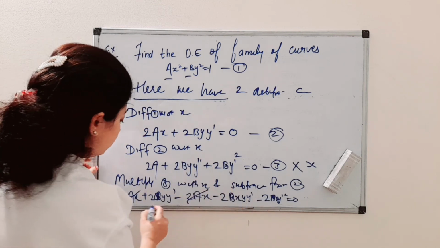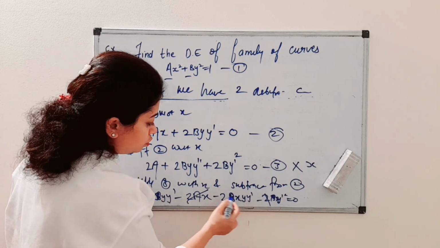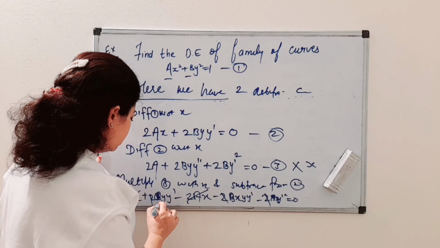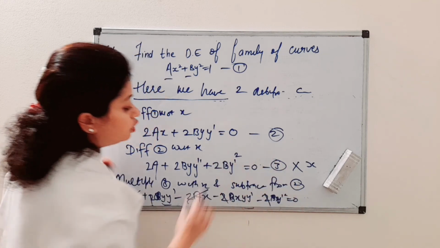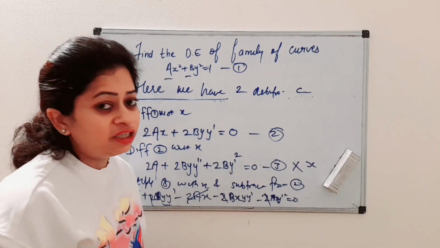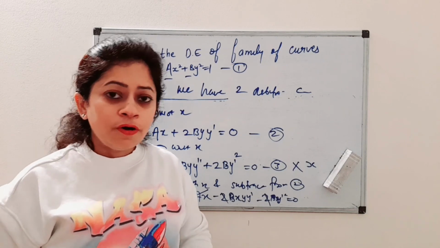So we get 2yy' - 2xyy'' - 2xy'². You can take 2 also common. So it is yy' - xyy'' - xy'² = 0, which is the required differential equation of this family of curves. I hope you have got it.